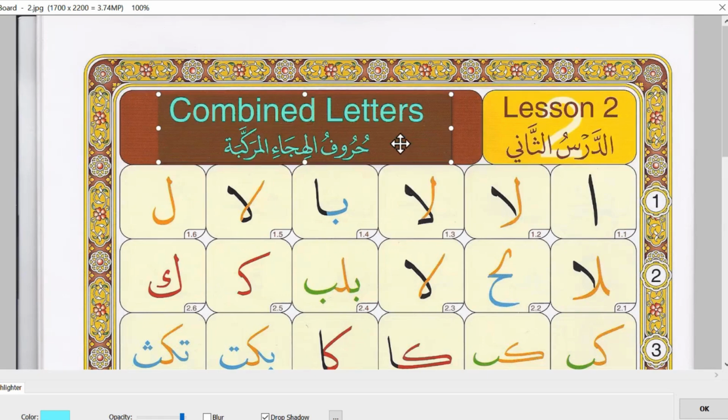In this lesson, you will understand that when a single letter connects to the next letter, they will not keep the same shape. They will change the shape. And in this lesson, we will read all the letters individually. Okay, now you focus on the first letter, and we will start from here. Now you read with me.